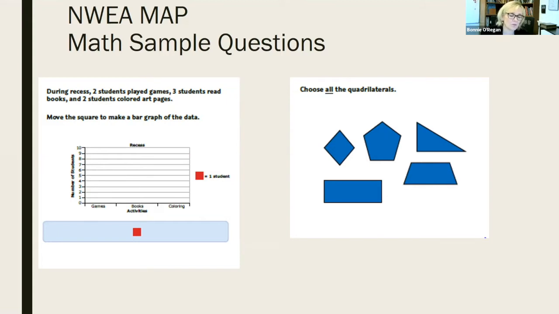Students should plan for an optimal experience. Students will get about half of the questions correct. If they don't know, they're encouraged to make a guess and move on to the next question.